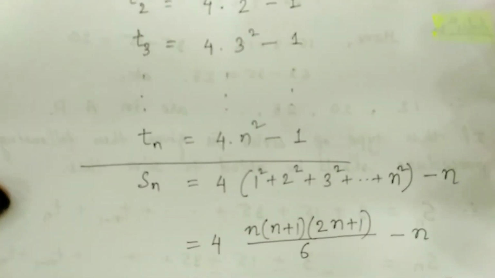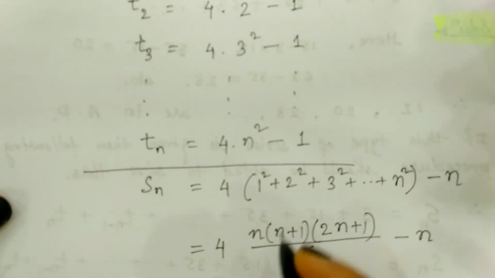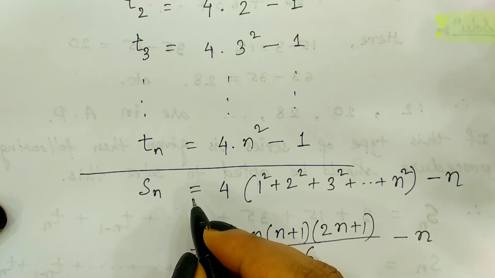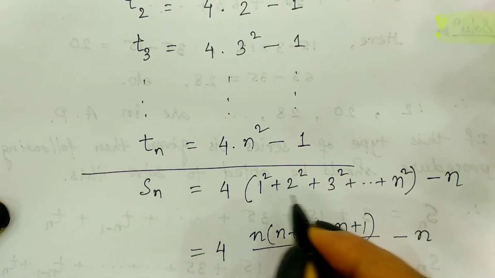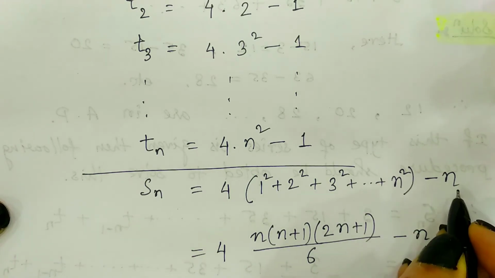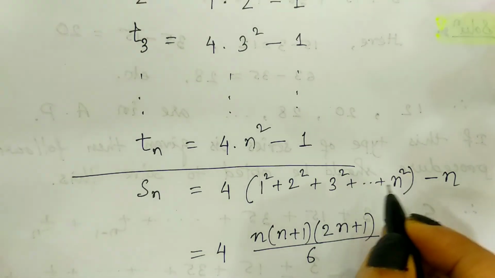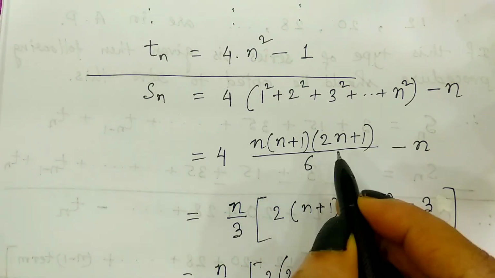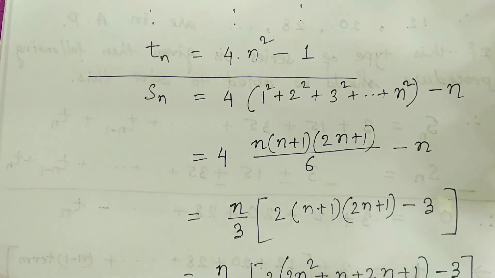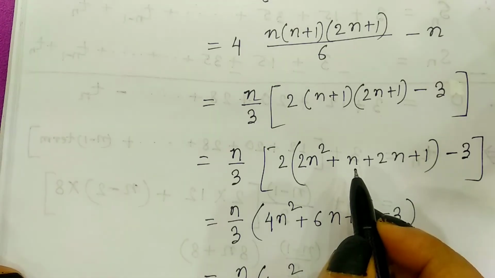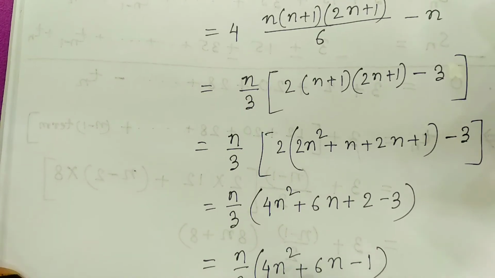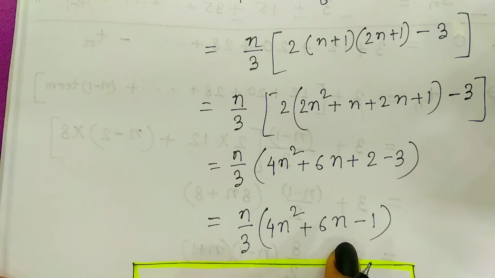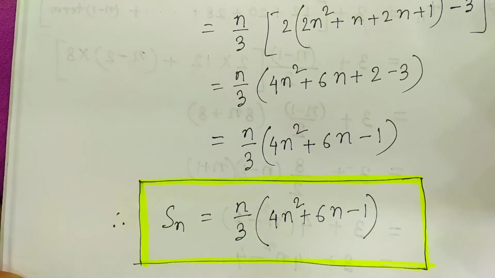Now if we take the summation of this, Sn is equal to 4 into (1 square plus 2 square plus 3 square up to n square) minus n. We know the formula for this sum. So if we directly substitute this value, n into (n plus 1) into (2n plus 1) by 6, then minus n, and simplify, we will find that Sn is equal to n by 3 into (4n square plus 6n minus 1). So this is our final result.